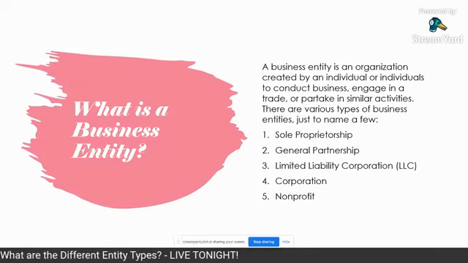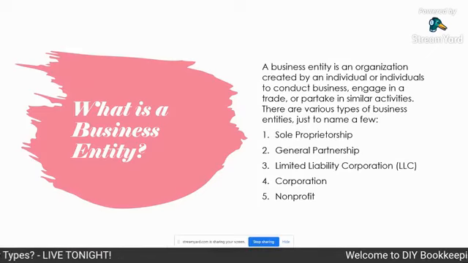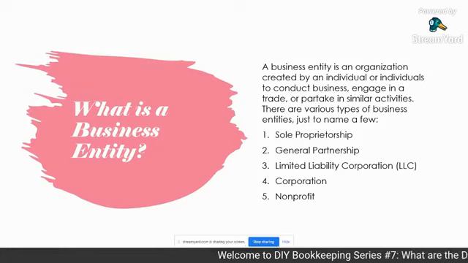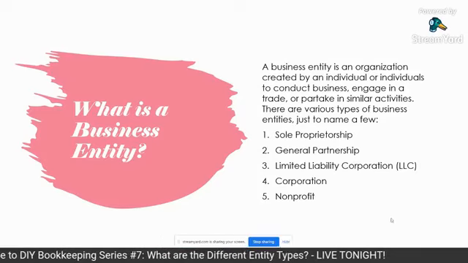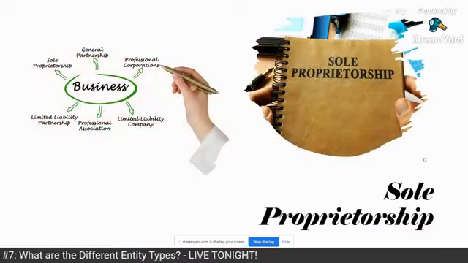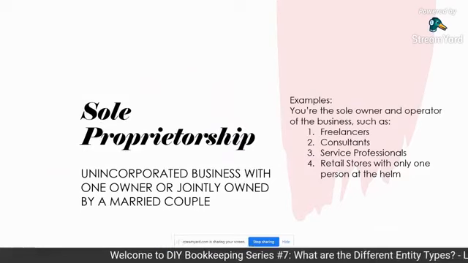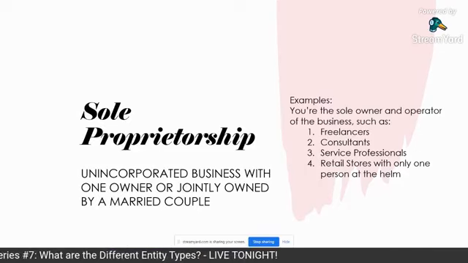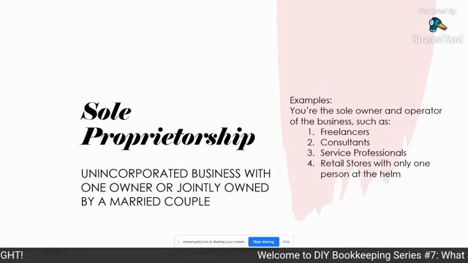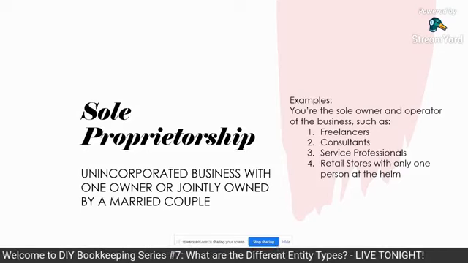So the main ones are a sole proprietorship, a general partnership, a limited liability corporation. I'm sure you've heard of an LLC before, a corporation, and a nonprofit. So what is a sole proprietorship? A sole proprietorship is an unincorporated business with one owner or jointly owned by a married couple. So some examples, and I would love for people to participate in these because I would love for you to give me some examples that maybe I didn't list on these.